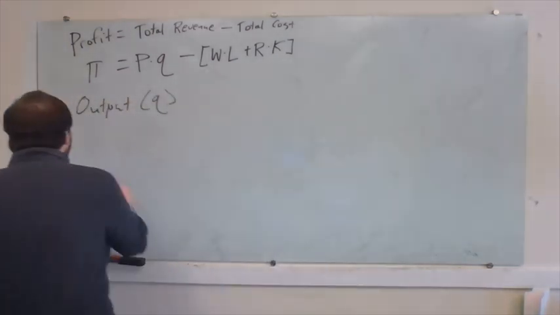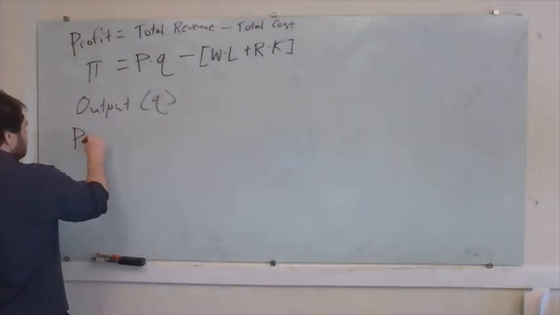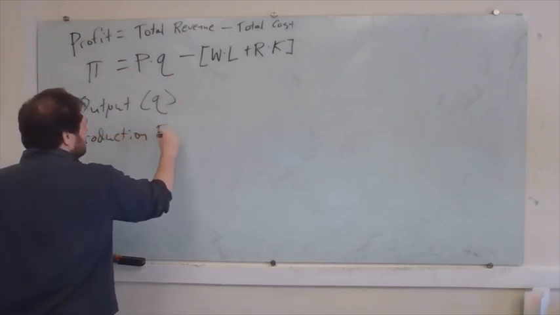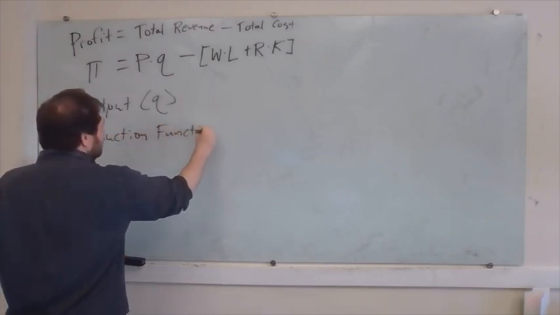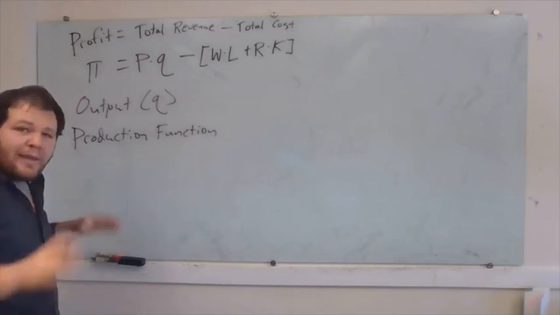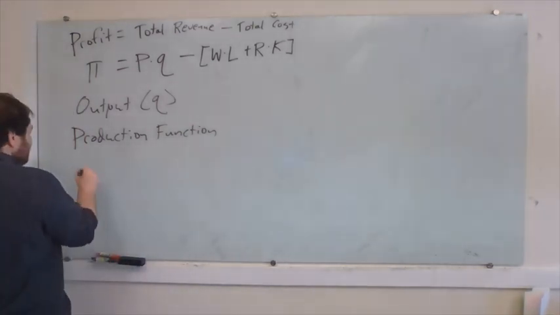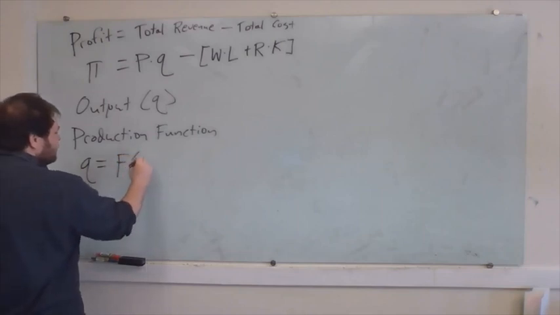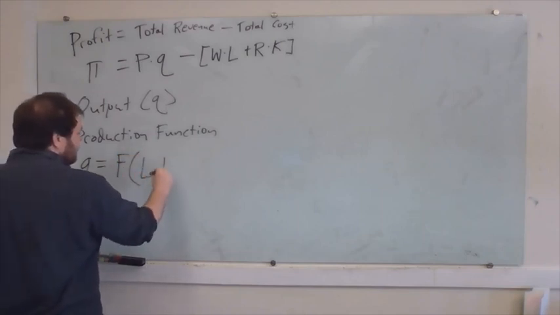So we're going to have a production function or a production technology, right? Both of these terms are going to mean essentially the same thing. We're going to say the amount of output we get is just going to be some function of the inputs that we use.